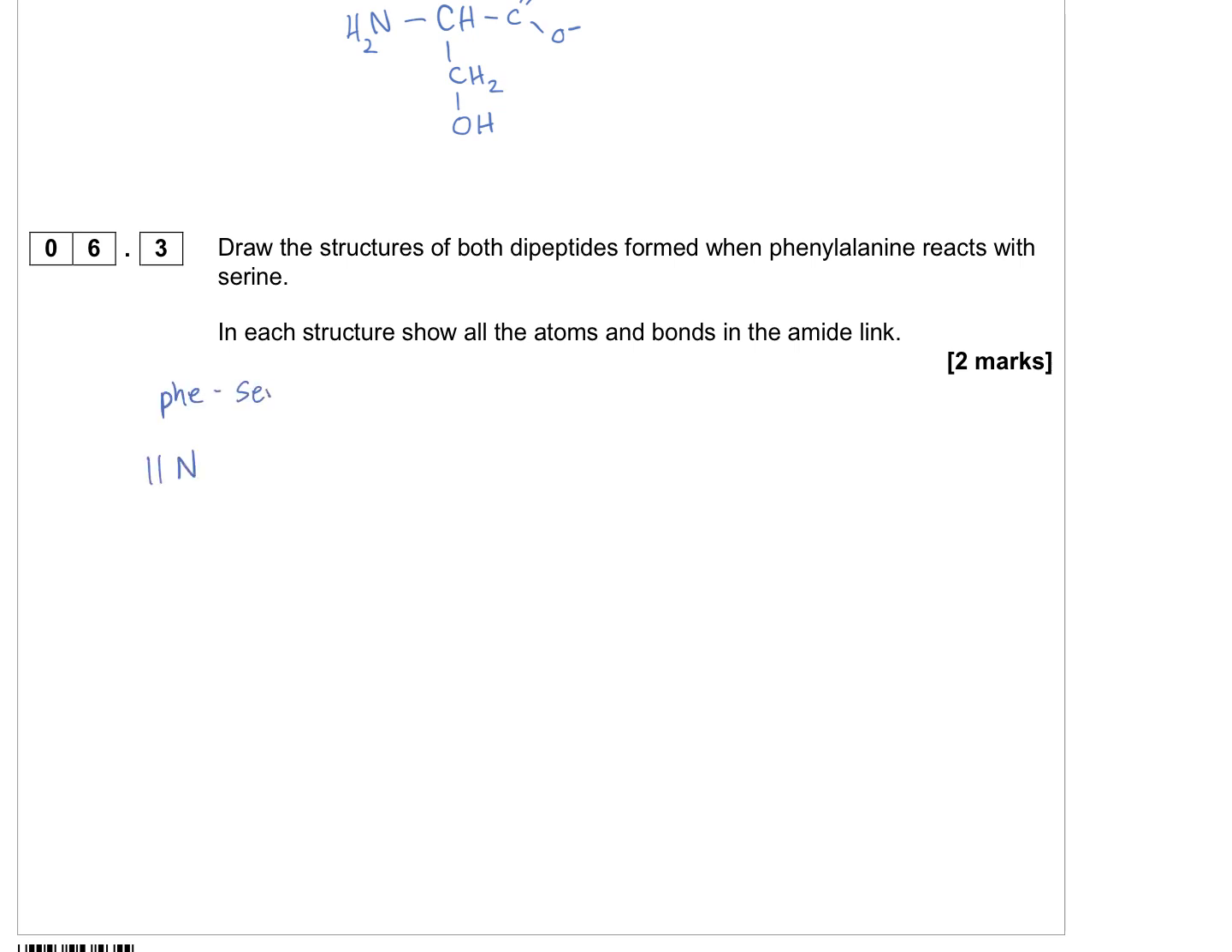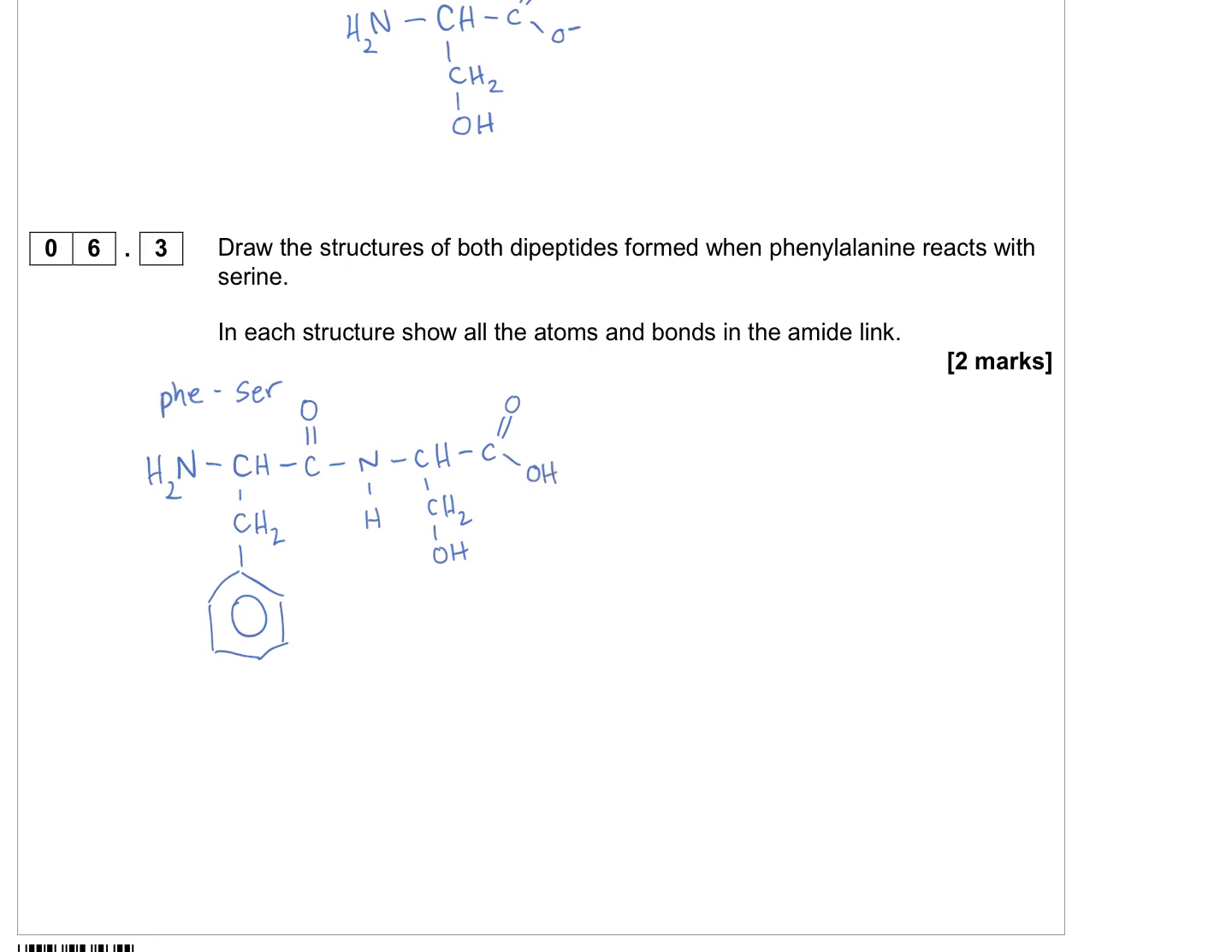Okay, now it says draw the structures of both dipeptides when the two react together. So the first way round would be phenylalanine and then serine, so with an amide link between. So if we draw phenylalanine first, and then remember that when it forms an amide, the carboxylic acid group becomes, so we get C double bond O N, and then you're going to get serine. Okay, so this is our first dipeptide.